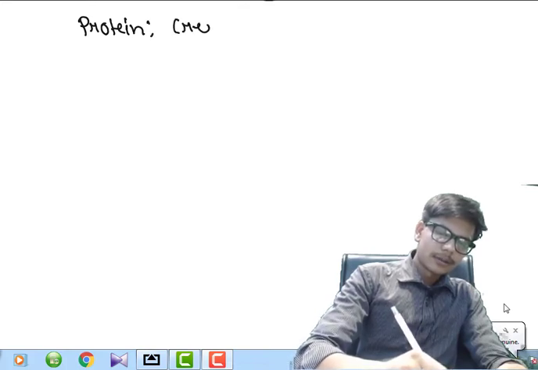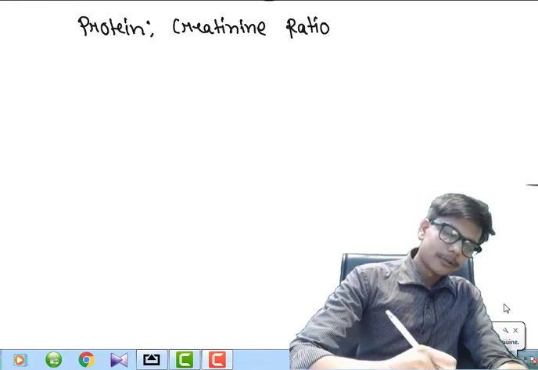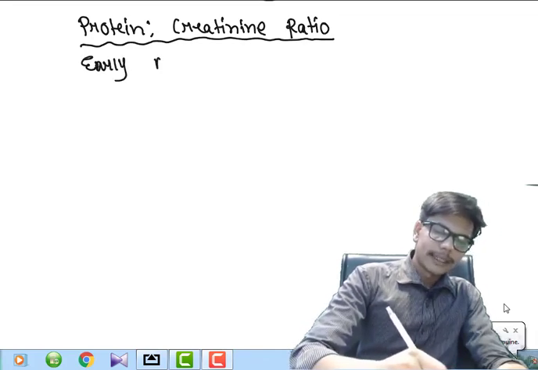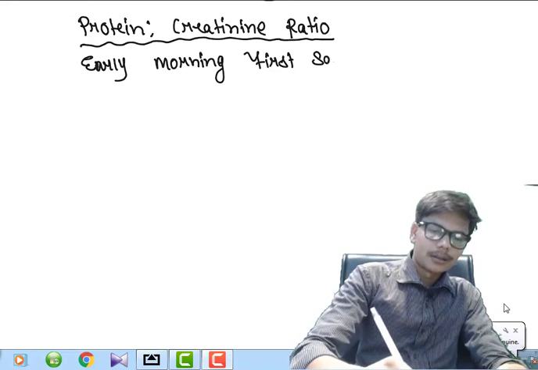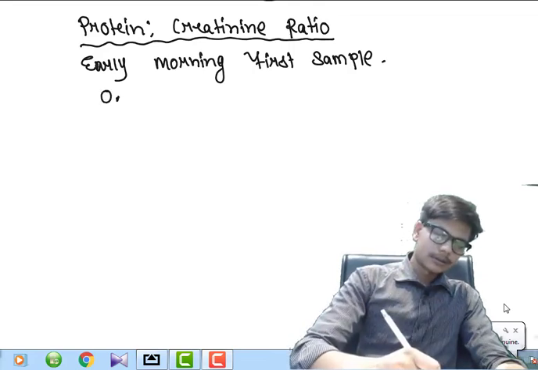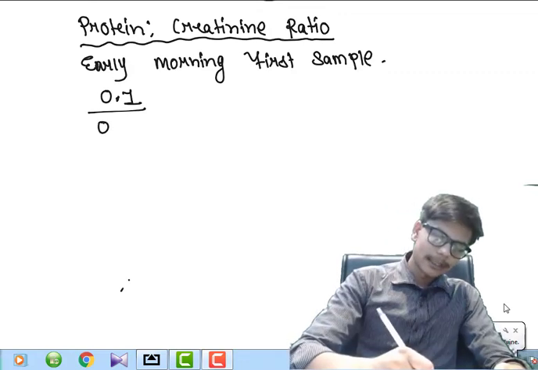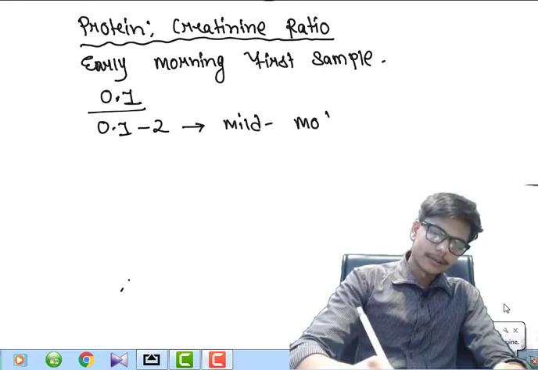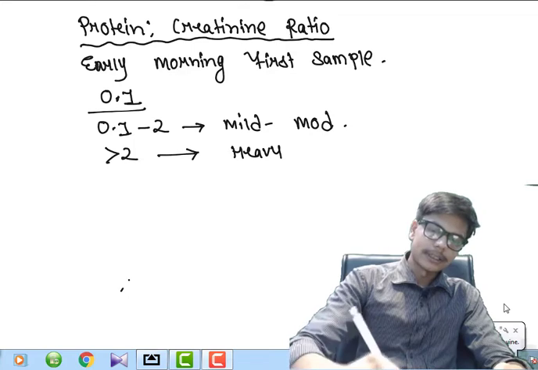Protein to creatinine ratio. We have to measure this protein to creatinine ratio in the early morning first sample. The normal value of the ratio comes out to be somewhat 0.1. If it is in between 0.1 to 2, it is known as mild to moderate proteinuria. And if the ratio is more than 2, it is heavy proteinuria.